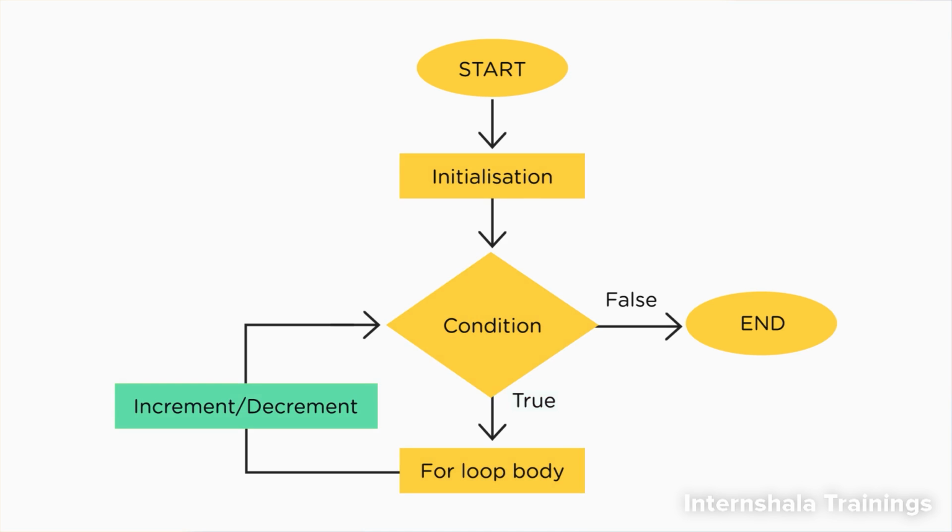After this, the increment or decrement of the iterator takes place and it again goes on to check the condition. This process is repeated till the time the condition is true. If the condition is false, the loop ends.